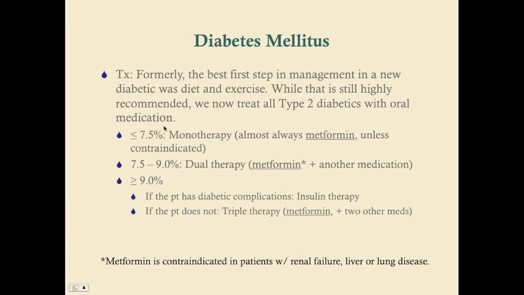So remember I said those 3 levels: less than 7.5, 7.5 to 9, and greater than 9. If the patient has less than 7.5% A1C, you can start them on monotherapy.